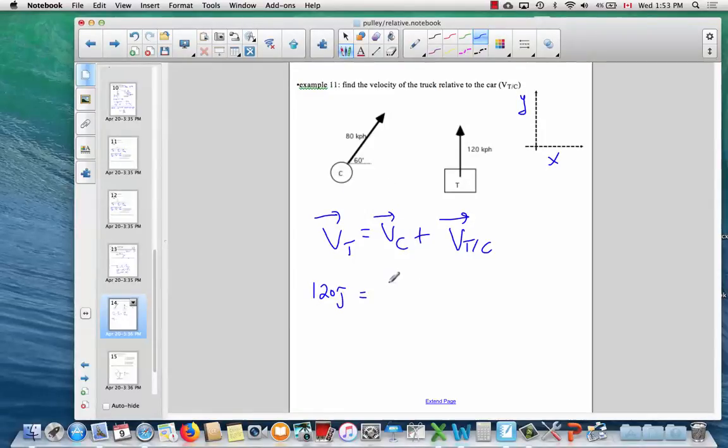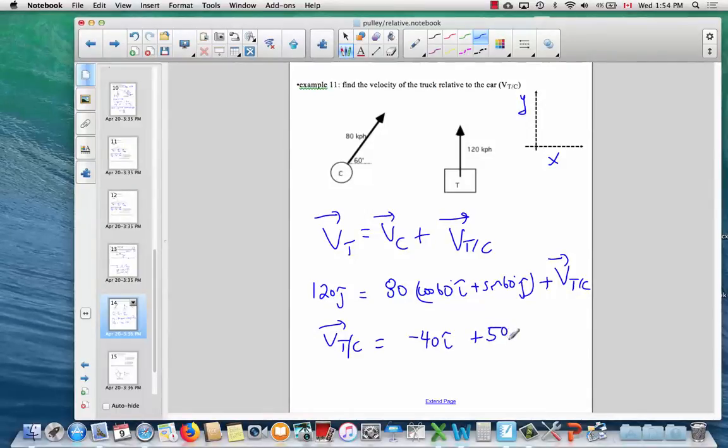The car is going to be 80 cos 60 i plus sine 60 j. And then we can solve for the desired quantity, the velocity of truck with respect to the car, just by expanding this and bringing it over and then simplifying a little bit. So the i component, well, cos of 60 is a half, so that's half of 80, which is minus 40i. And then the sine of 60 is root 3 over 2, so that's 40 root 3's. So 120 minus 40 root 3's ends up being 50.7j, and that is in kph units.